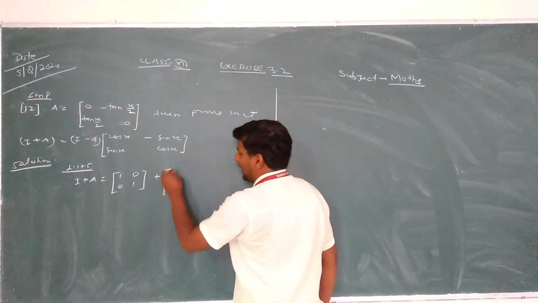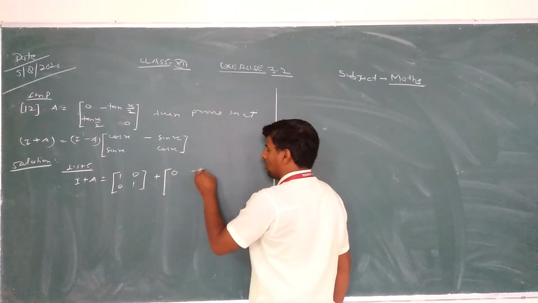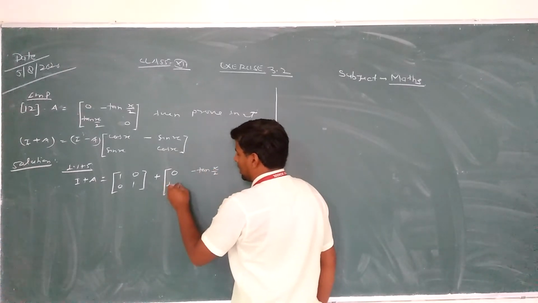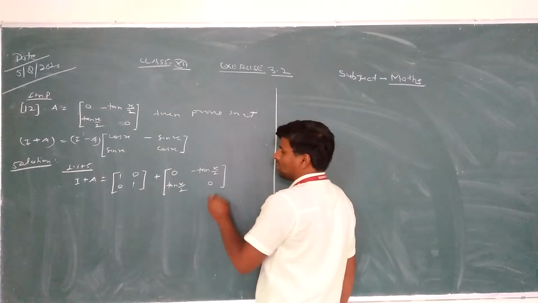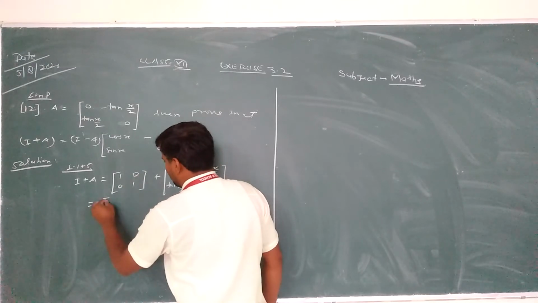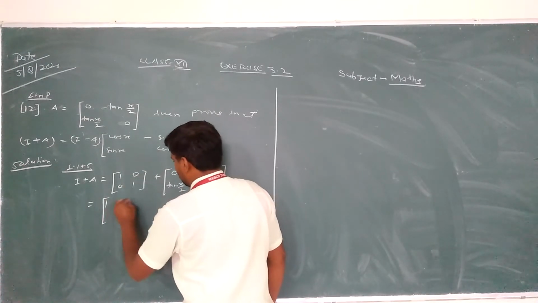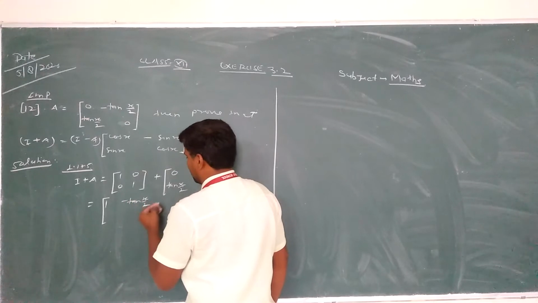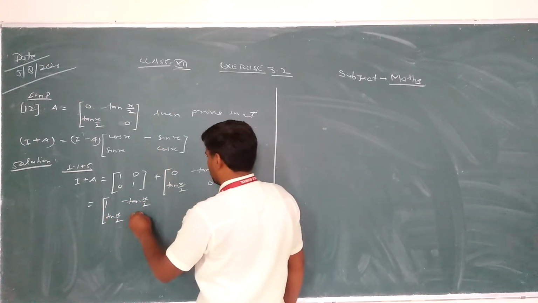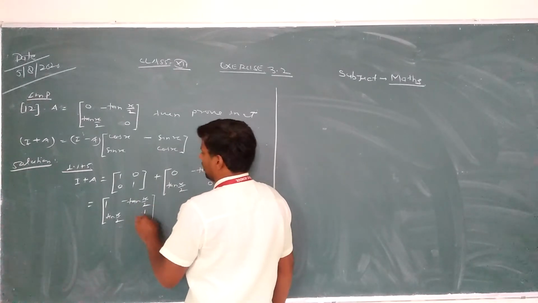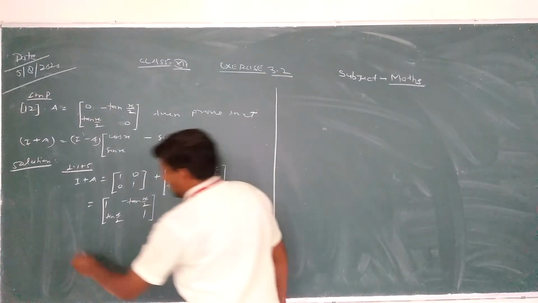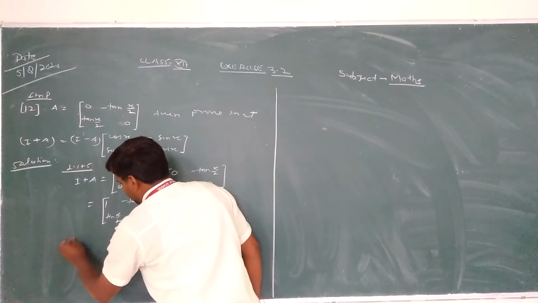Then A is given as [0, minus tan(x/2); tan(x/2), 0]. So we get here 1 plus 0, that is 1; 0 plus minus tan(x/2); tan(x/2); and 1 plus 0, that is 1. That is the LHS. Then we go to the RHS.